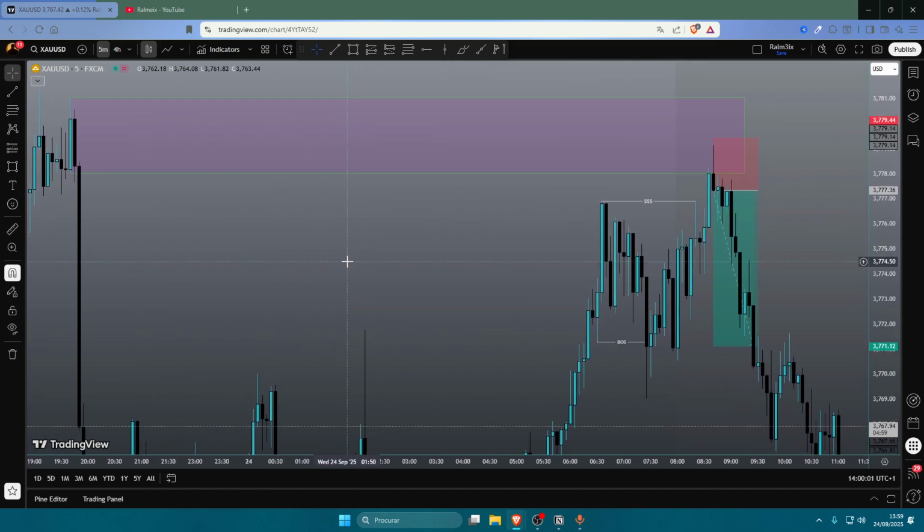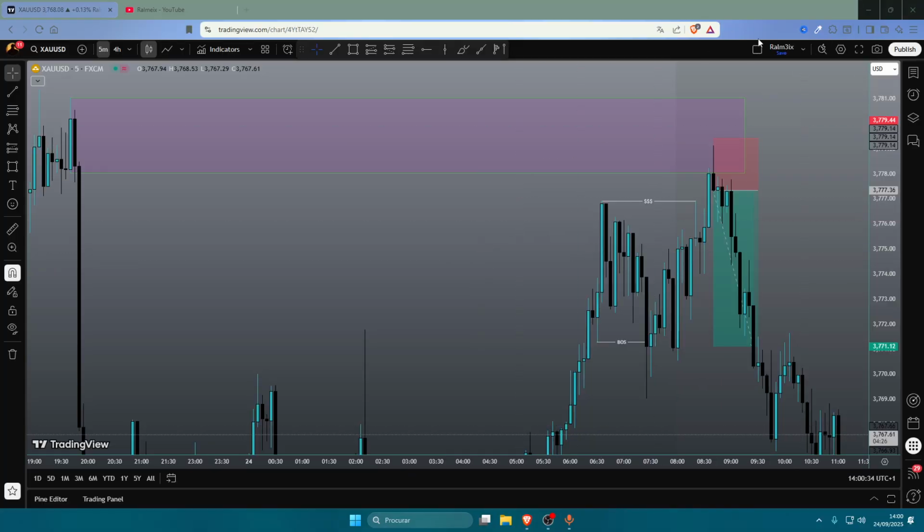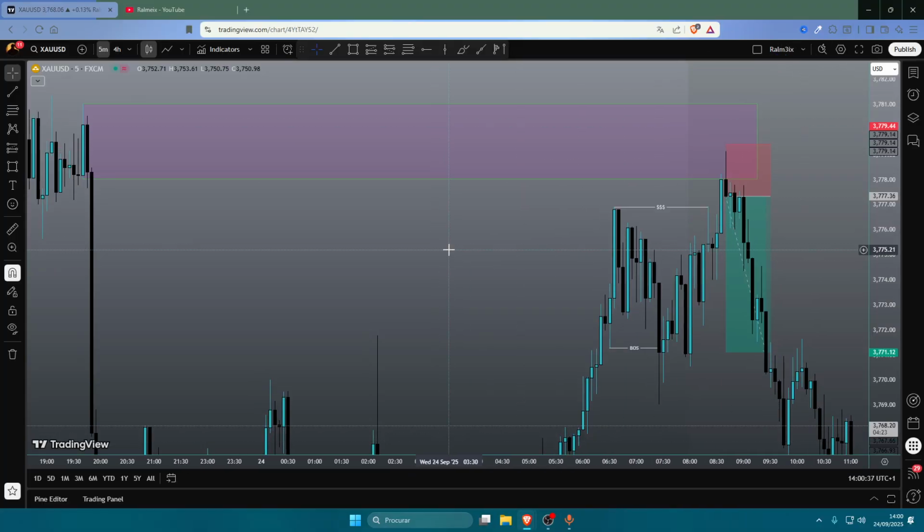So now I will show you the stats for these months. As you can see here, September, this is in Portuguese, so yeah, September, gold, just gold, 14 trades for this month. As you can see, a big win streak. I had 3 losses for this month, and I am sitting at a 79% win rate, 22% gain, okay? It's going crazy.